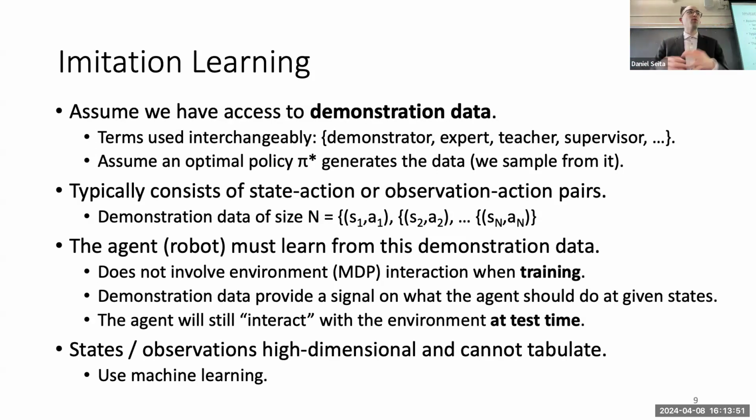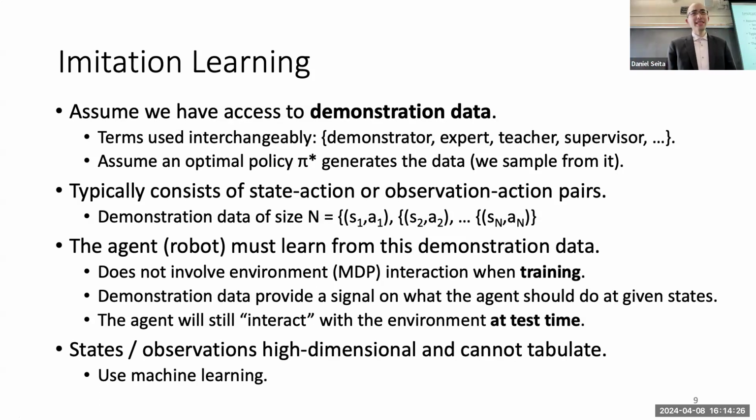In the homework, for example, we've given you demonstration data, and we have to try to learn from that. We will assume that an optimal policy generates the data, so we can sample from it. There's a whole line of work on imitation learning from suboptimal demonstrations, but we're not going to assume that for this class. Here we just assume that the demonstrator is optimal, or at least good.